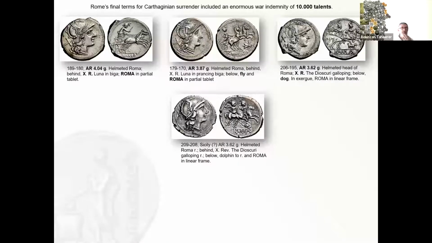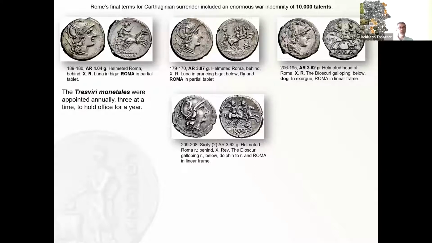And Rome's final terms for Carthaginian surrender included an enormous war indemnity of 10,000 talents. That's a big sum, and you can see that sum translated into the coin production during the aftermath of the war. You have an enormous output of coinage from the Roman mint.